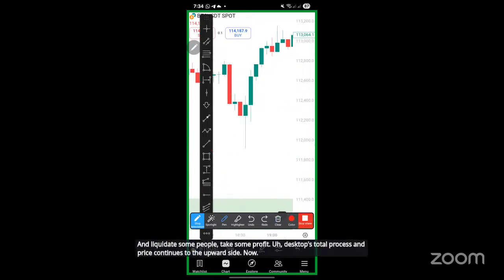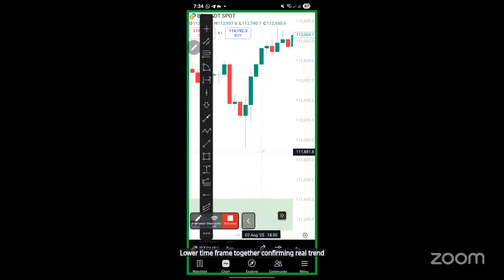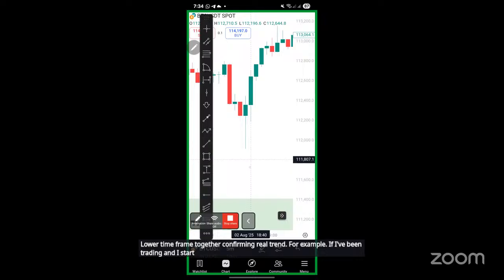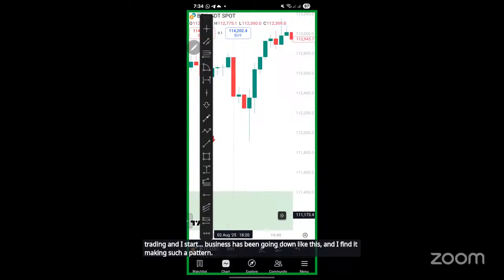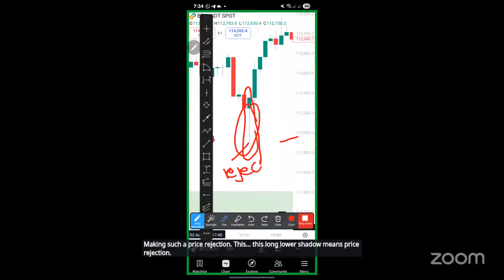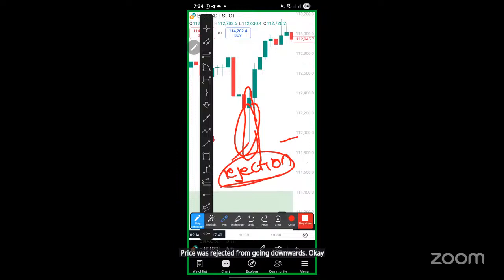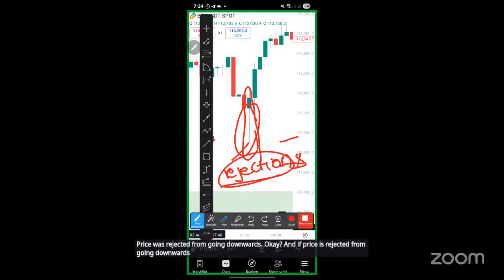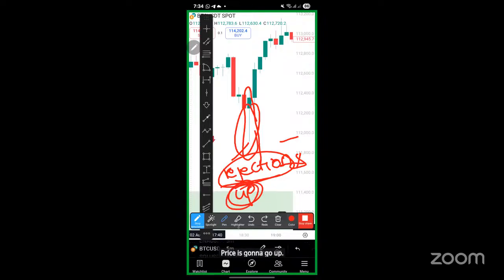Now, change to a lower time frame. Lower time frame, we go on confirming your trend. For example, if I've been trading and BTC has been going down like this, and I find it making such a price rejection, this long lower shadow means price rejection. Price was rejected from going downwards, and if price is rejected from going downwards, it means price is going to go up.